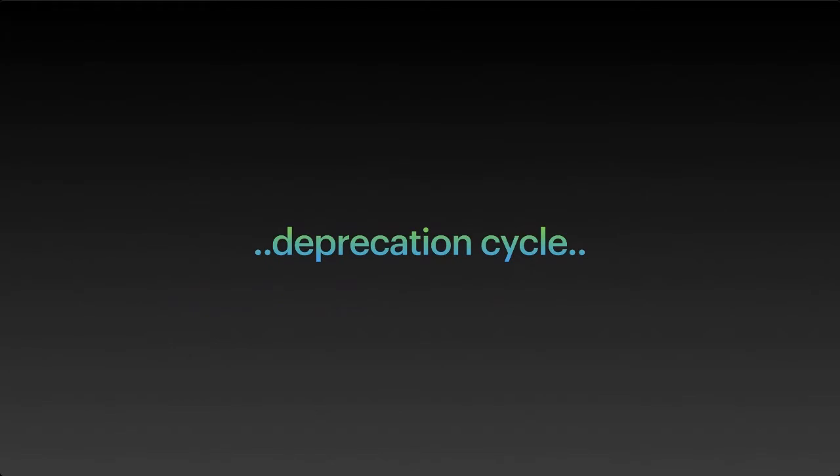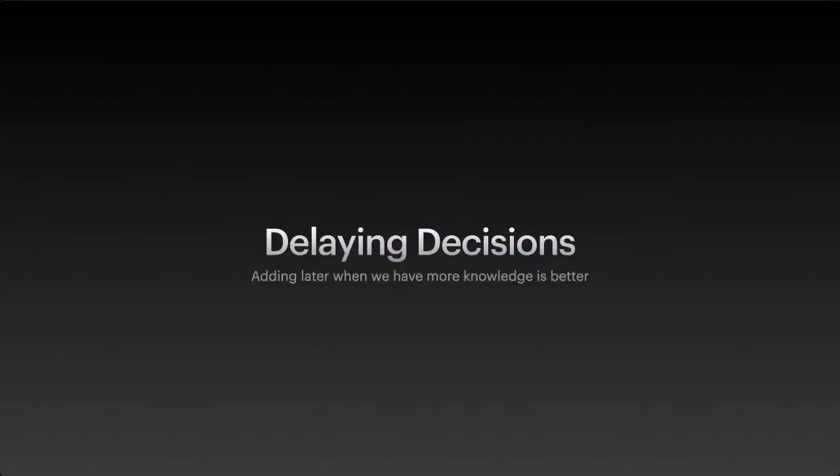Again, a lot of communication, emails, potentially Slack messages, really depends on what kind of API you have. And then again, breaking clients. But one thing we're not utilizing here is delaying decisions, because adding later when we have more knowledge is better. So if we decided to delay the decision on when we're going to expose these reviewers, we might do it a different way.